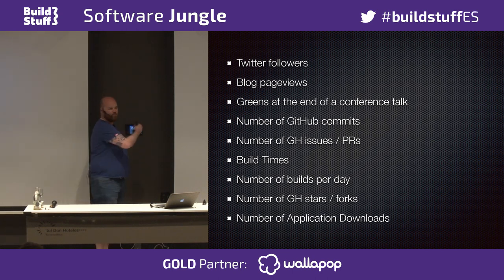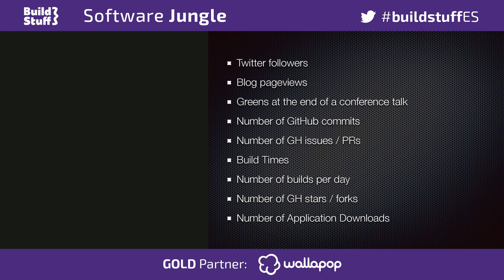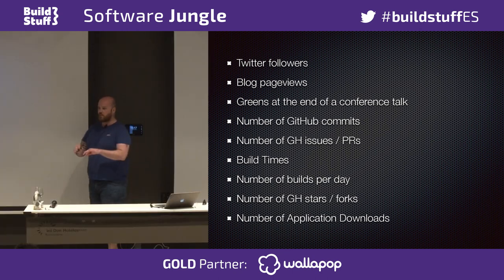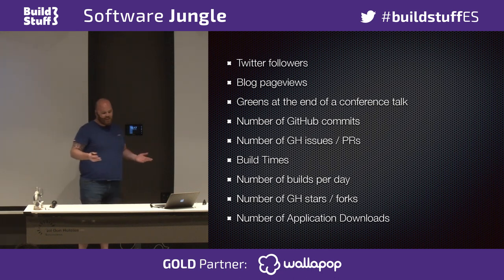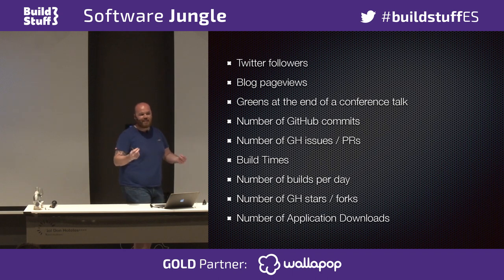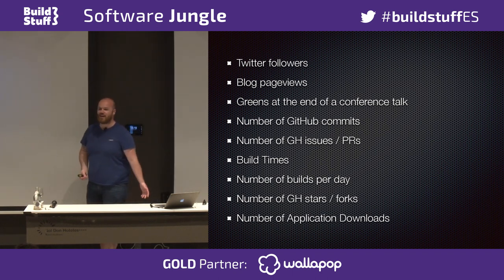What does a number of commits mean? I could push 500 commits that say fix up test, spelling mistake, change README. And it doesn't really mean anything. It's not really adding anything to your product. So what does it matter, the number of commits you have? Great, it's a metric.